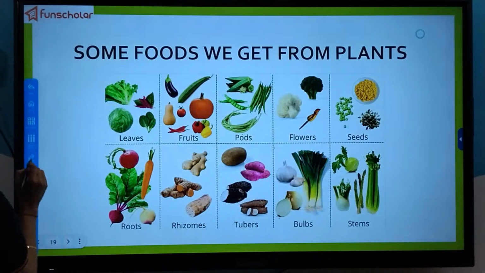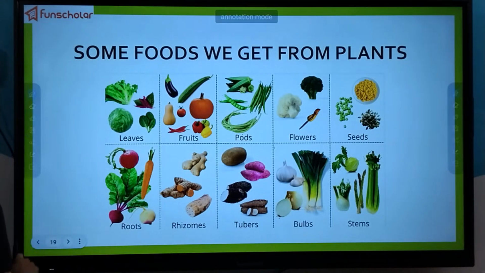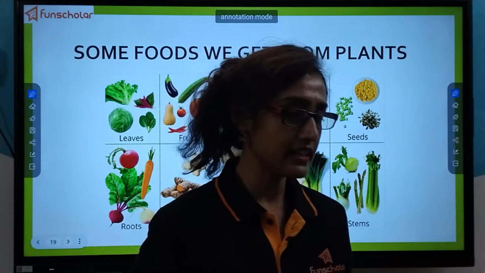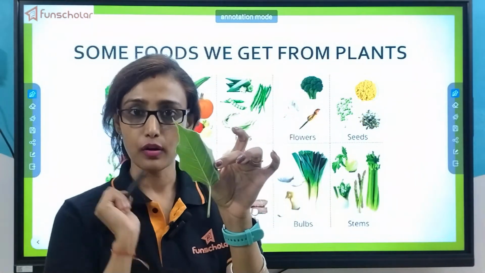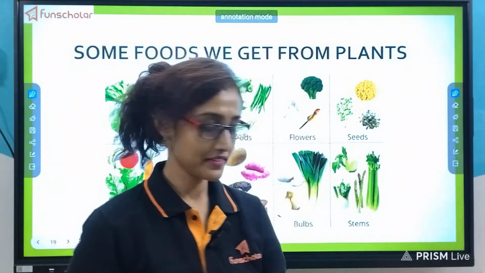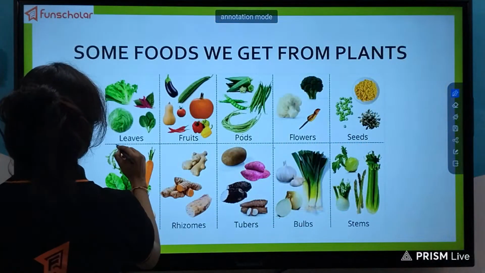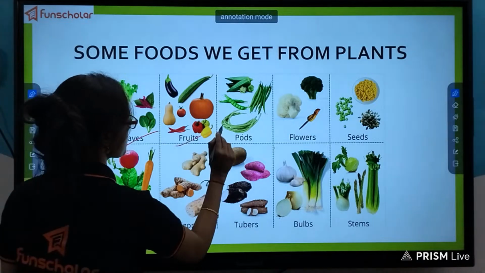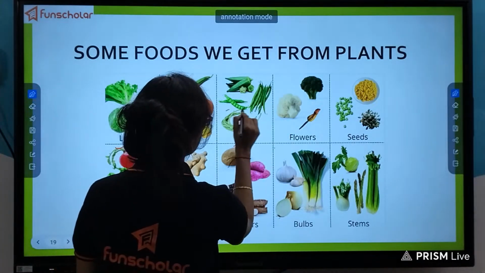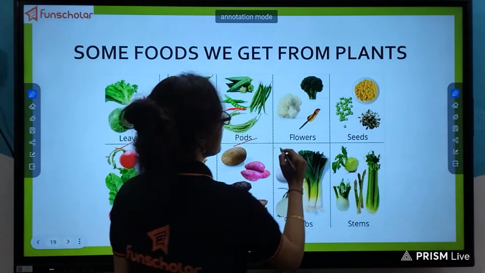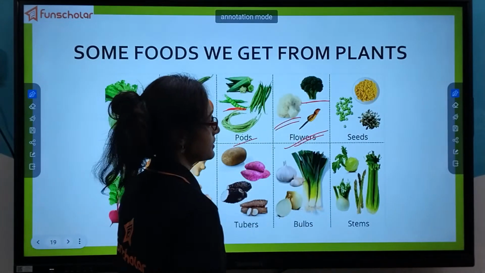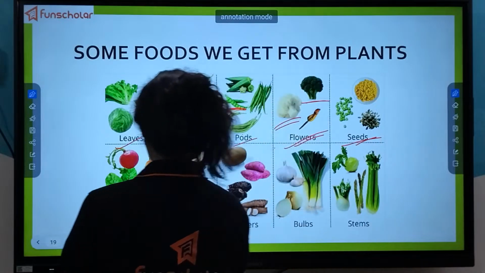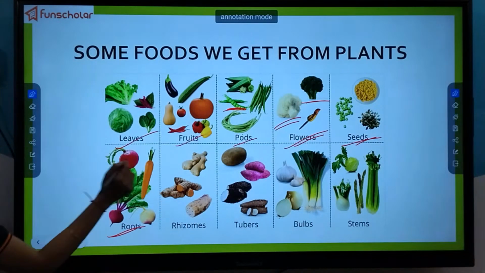See, in some plants we eat the leaves. These are also being eaten by other animals like cows, goats, right? So this is leaves we eat. Fruits I have shown you. Pods means pea. Okay. Flower also we eat. Broccoli. Then cauliflower. Seeds I have shown you just now. Root I have shown you.